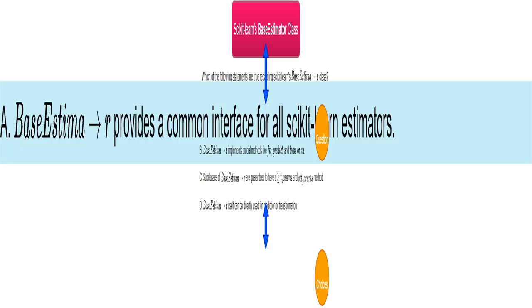This statement claims that base estimator directly provides the fit, predict and transform methods. I would say that is incorrect. These are actually implemented in subclasses of base estimator. Think of base estimator as a blueprint. The subclasses are the actual houses built from that blueprint.